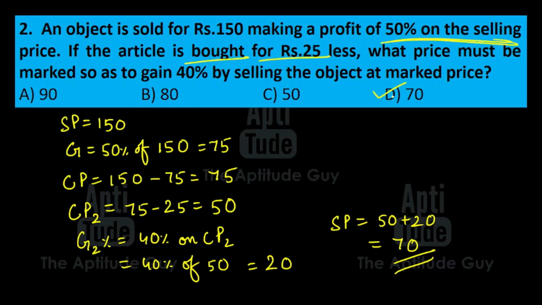Basically, you have to be very careful about two things over here. Profit is 50% on the selling price, and then this profit is on cost price.